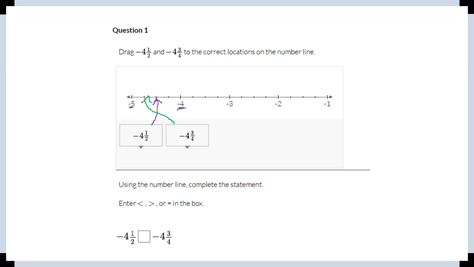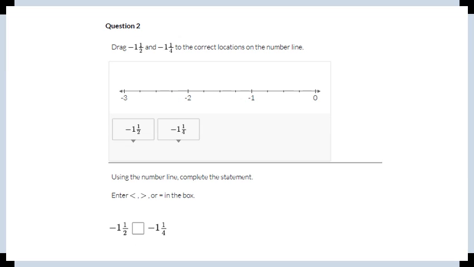So negative 4 1/2 is greater than negative 4 3/4 because it's farther to the right. It's closer to 0, so therefore it's greater.